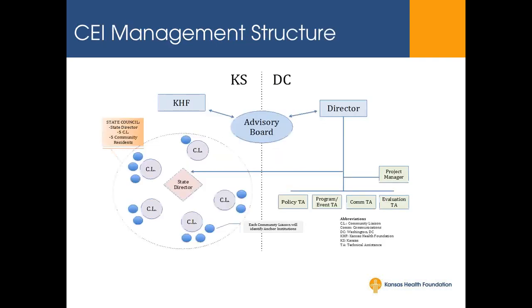Next slide, please. So the community engagement management structure. Again, I am the project manager, and then each grantee has a community liaison, and they report to the state director. And then the state director is kind of the liaison between me, the project manager, and the community liaisons, and they would push up any technical assistance needs to me. Again, we're the experts on communications and advocacy and cross-sector relationships, so we would help those community organizations with any needs they may have. Next slide, please.